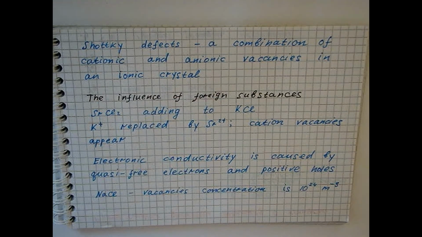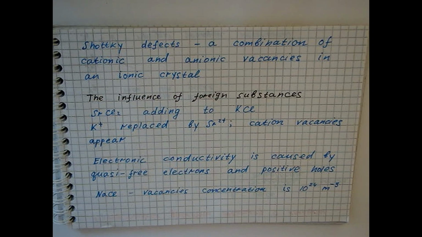The low concentration of vacancies is one of the reasons that normal ionic crystals, even at high temperatures and in the presence of a small amount of impurity ions, have a conductivity not exceeding 1/10 of a Siemens per meter.